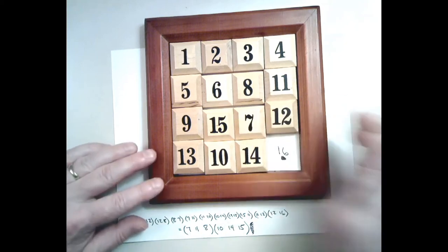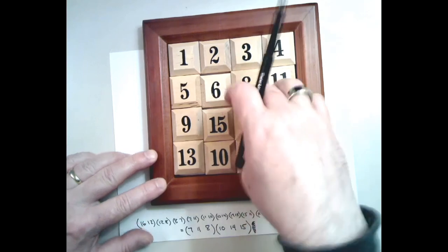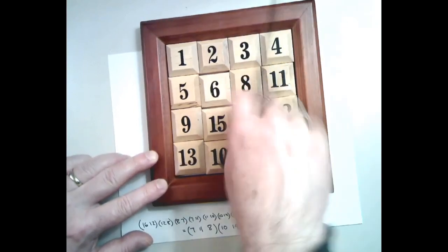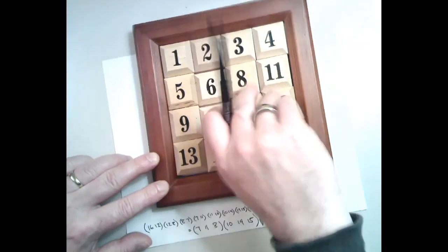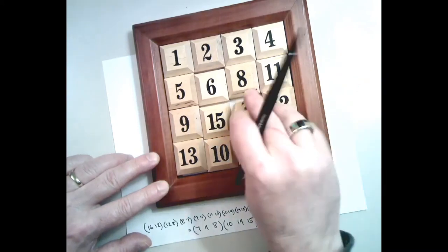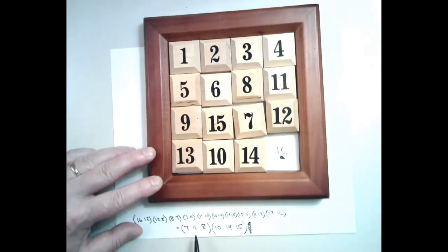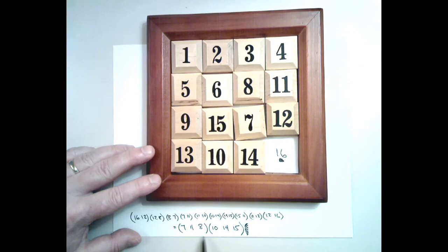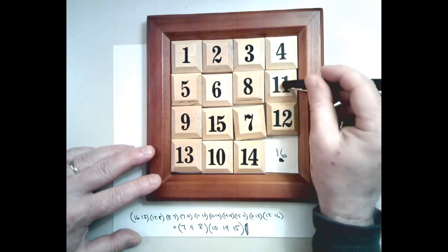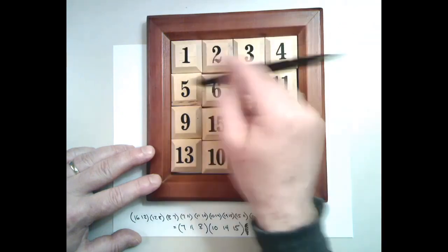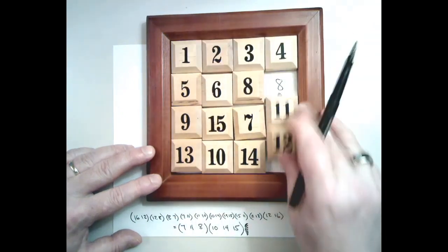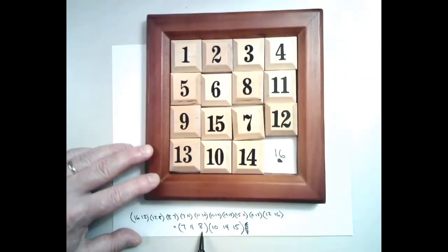Well, let's look at tile 7. There it is. Where is it? It is in position 11, sure enough. Tile 7's in position 11. Tile 11, this says it's in position 8. Well, there's tile 11, and sure enough, it is in position 8. There it is, right? Tile 8 should be in position 7.